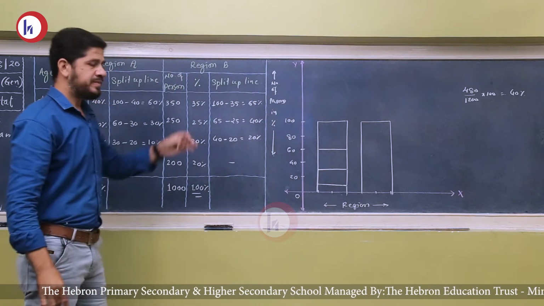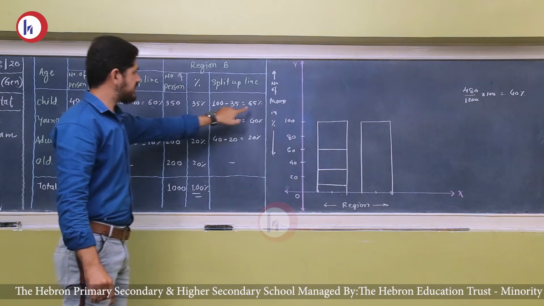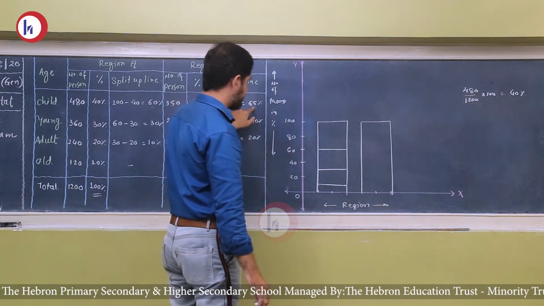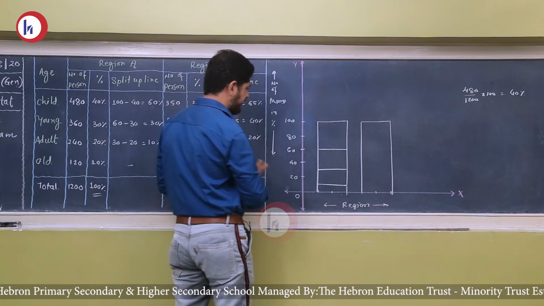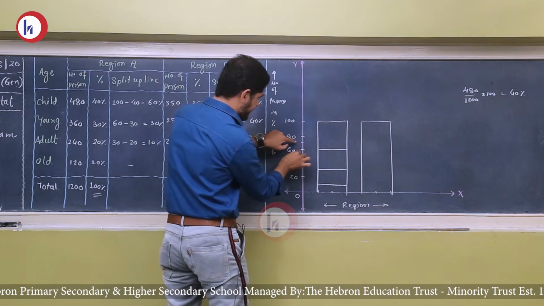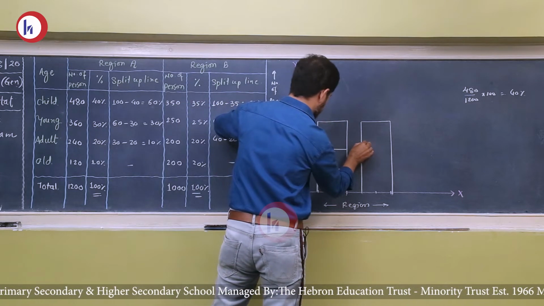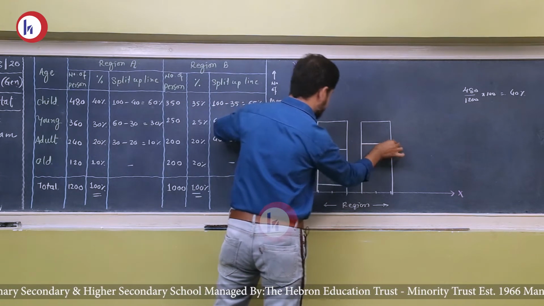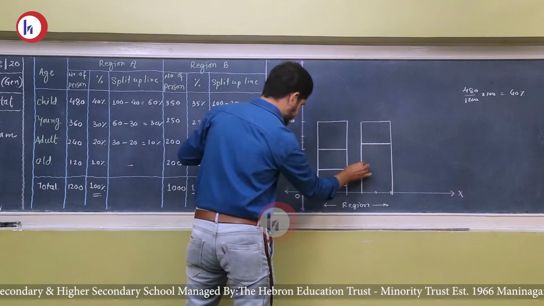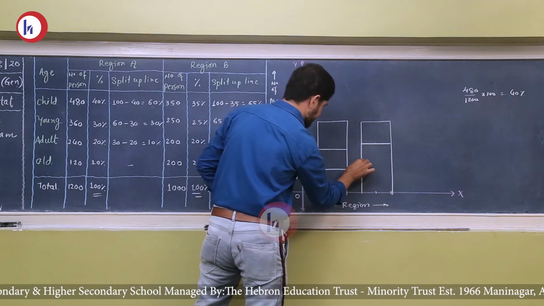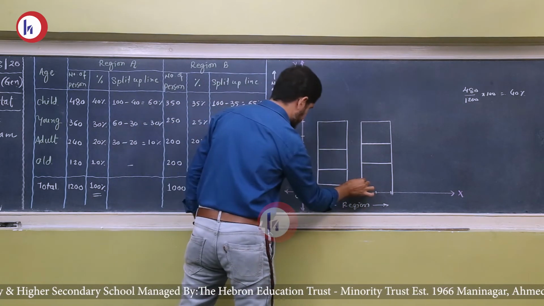In the same way we will split the second bar of region B. So, the first is 65%, and 65 lies between 60 and 70. So, this is the 70 and our point is between 60 and 70. So, here it is. The next one is 40%, that is exactly given. The next one is 20%, also given.